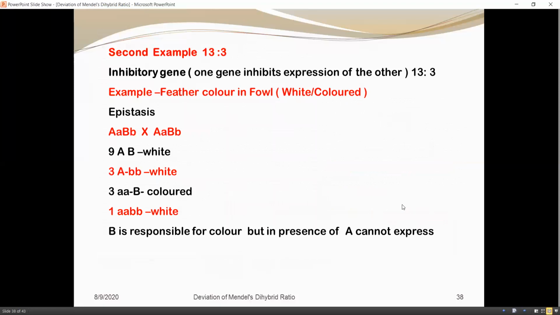The second example of inhibitory gene is feather color in fowl. When capital A and B are present, the color will be white. When there is capital A, small b, then also it will be white. And when there is small a, capital B, color will be there. It means capital B is required for color, but in presence of capital A, color is not produced. So the ratio here will be 13 is to 3.